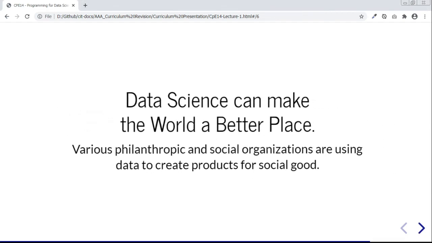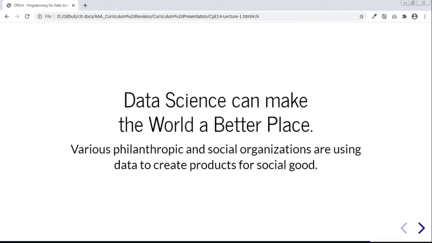The next one is that data science can make the world a better place. There are various philanthropic and social organizations that are using data to create products for social good. For example, data science is primarily used in healthcare. In medicine, various healthcare industries use historical records of data to predict diseases and help in early diagnosis.